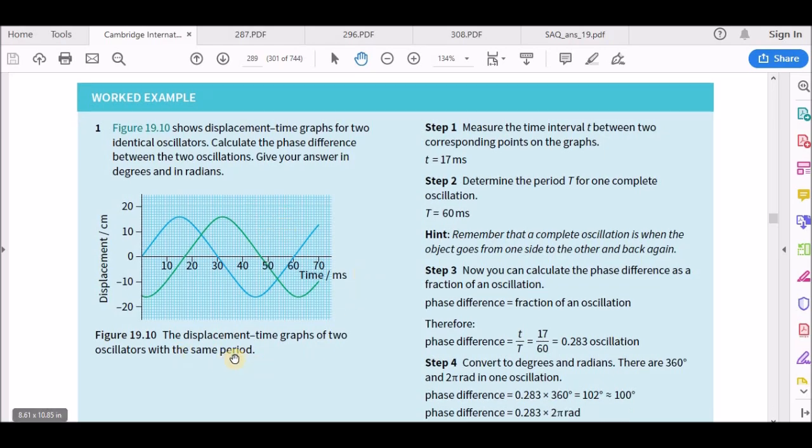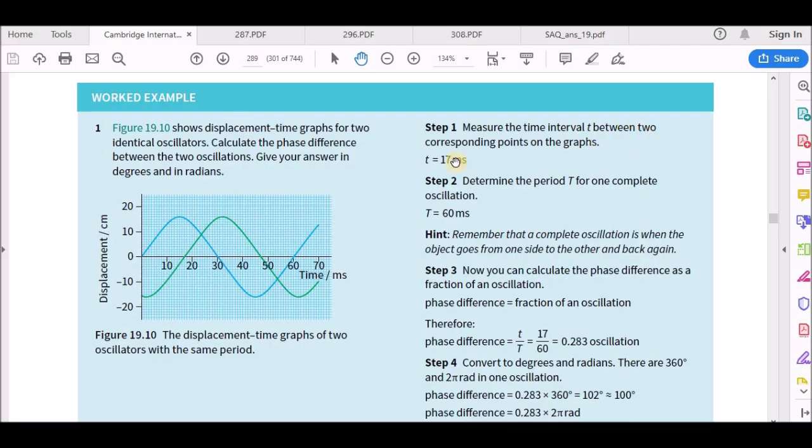They say the displacement-time graphs for two oscillators with the same period. Same period means the frequency is also the same, because period is 1 over frequency. So the period is the same, the frequency is also the same. Okay, so here they have mentioned steps.